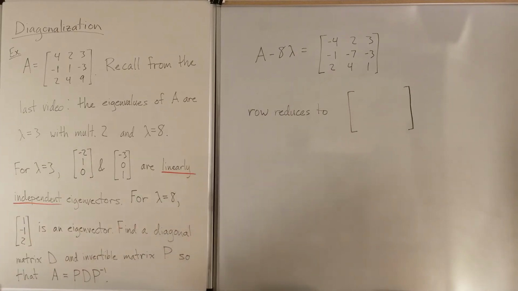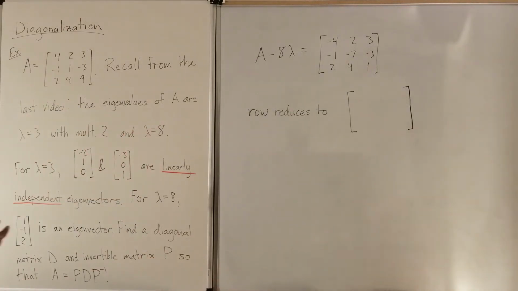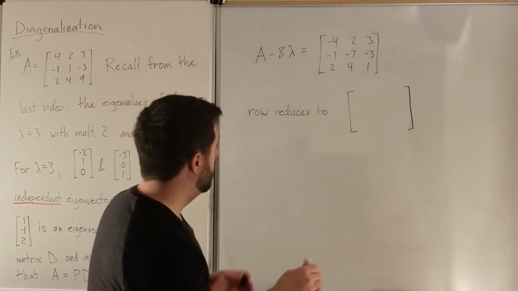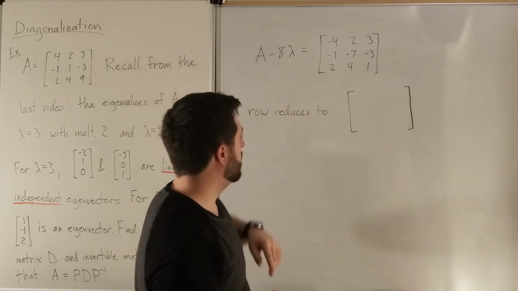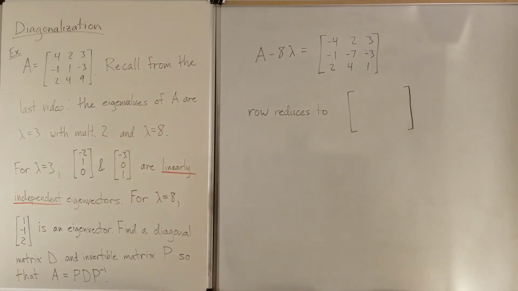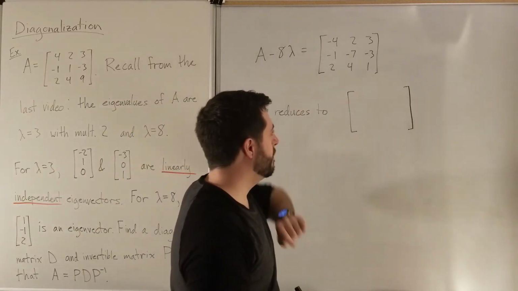For lambda equals 8, we get this as an eigenvector. And let me show you how to get that. And I'm going to include a shortcut in this. So when you do A minus 8 times the identity, we already know that 8 is an eigenvalue for this. So we know that this matrix is not invertible.